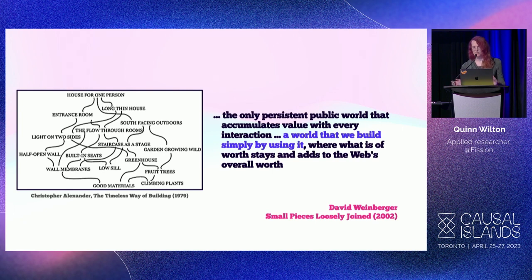So I want to step back a little bit, though, because I didn't just come up here to talk about Rhizome, because I think the ideas that we're pursuing go beyond local first software and permeate into how we should be thinking about decentralized and distributed systems. In 2002, David Weinberger wrote that the internet forms the only persistent public world that accumulates value with every interaction. He described it as a world that we build simply by using it, where what is of worth stays and adds to the web's overall worth.